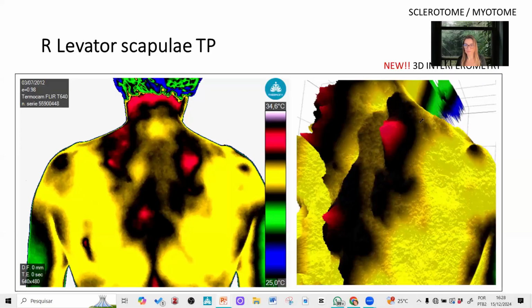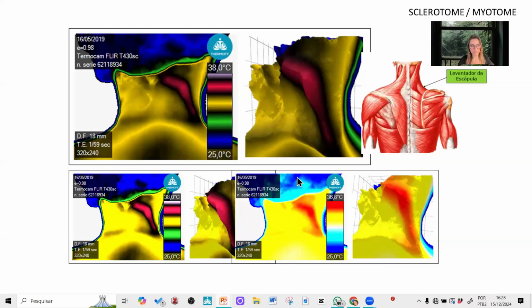Here's another example of myofascial pain, a different color, but the idea is the same. You can see this is the warmest, and actually we are using 3D images like that just to have an idea of where it is warmer. There are some software programs that do that, just so you know.